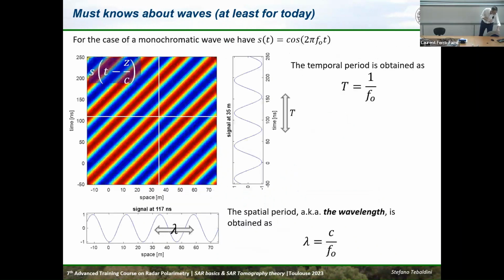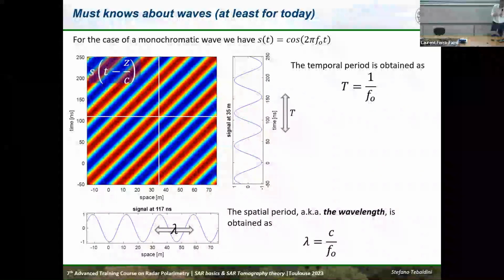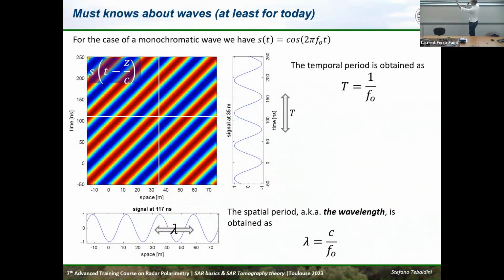We can mix the two representations. For example, I consider the very simple case of a monochromatic wave. A monochromatic wave means that your wave form S is just a sinusoid, a cosine of 2 pi f0 t, where f0 is the frequency of this sinusoid. This is how the sinusoid appears in time and space. Space is horizontal, time is vertical. The color scale is such that red means a positive crest and blue means a negative crest.